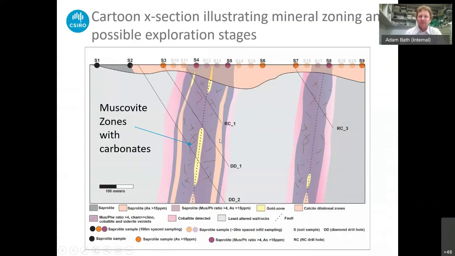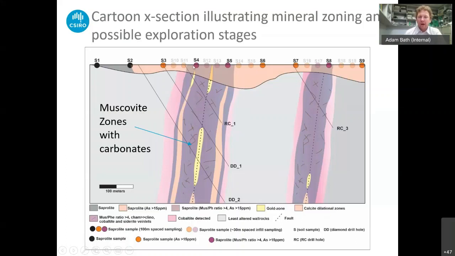So what are the zoning patterns? As I pointed out, these muscovite zones, but also these little brown lines would be the carbonates. And then there are some different arsenide minerals like cobaltite. So if you're going across through the saprolite and you're doing your 100-metre spacing, and then you hit a muscovite zone, well, you might increase your sampling around those areas.